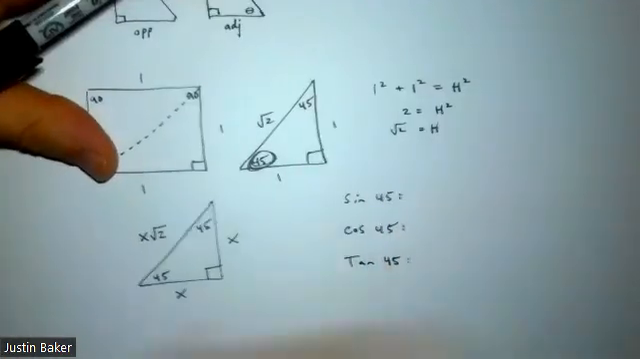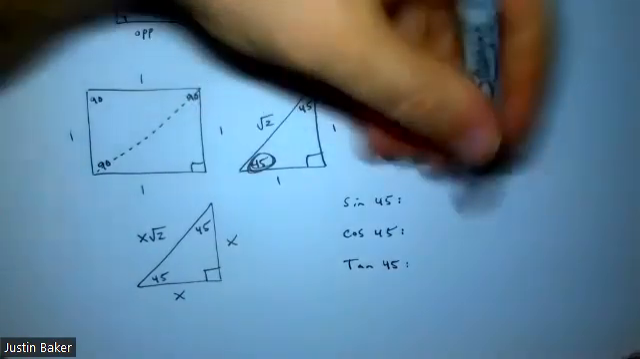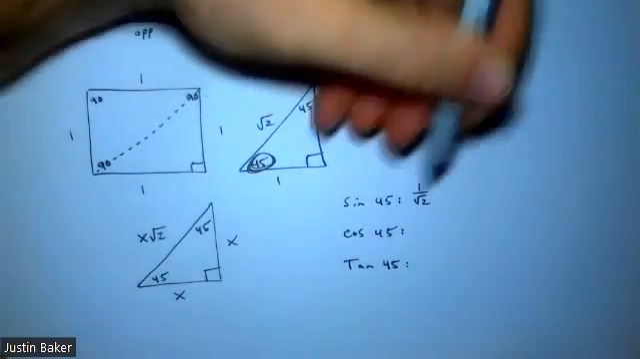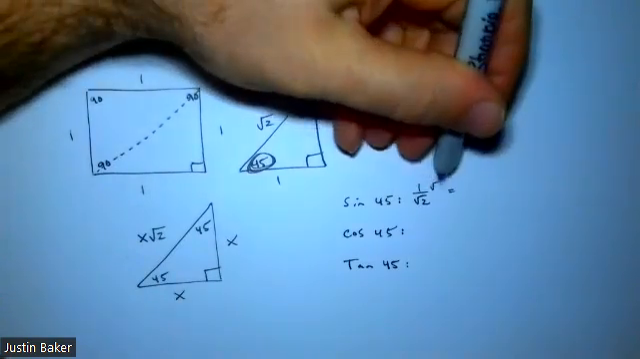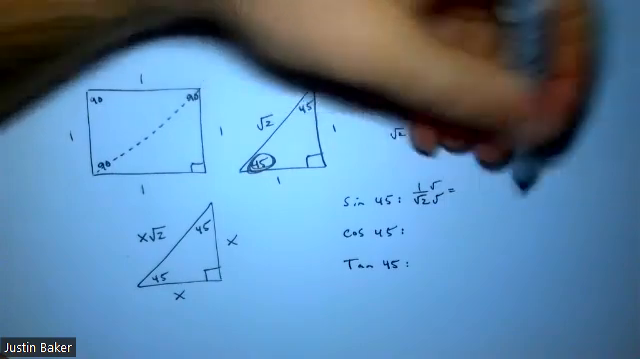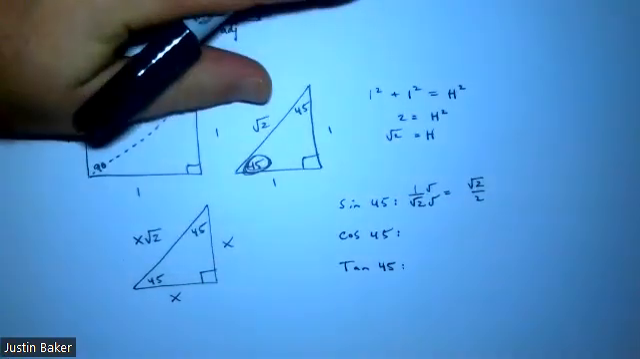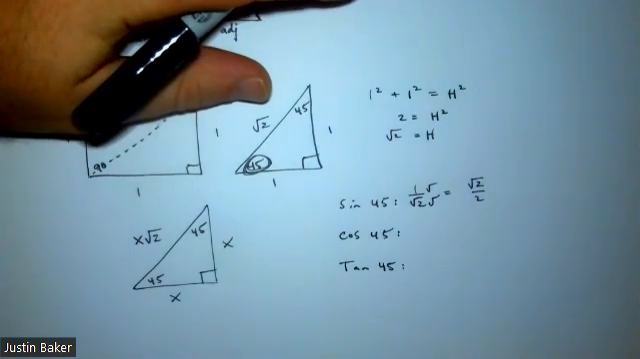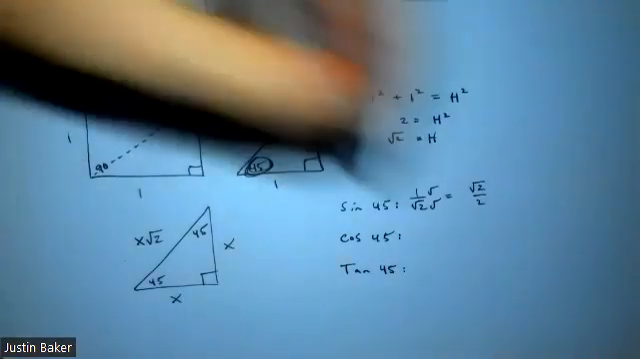Okay, so if we go through this, what would be the sine of 45? Opposite over hypotenuse is 1 over root 2. And then if we rationalize that, multiply the top and bottom by root 2. That would tell us that the sine of 45 is root 2 over 2. Okay. If we look for cosine, you're going to see it's the same exact thing.